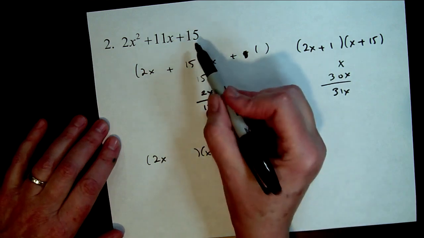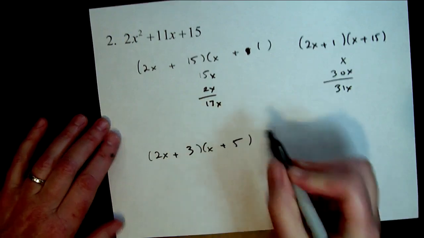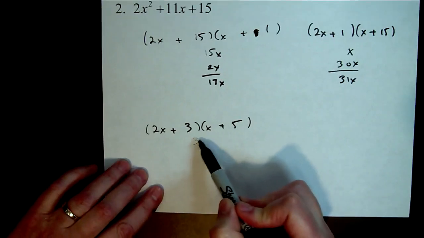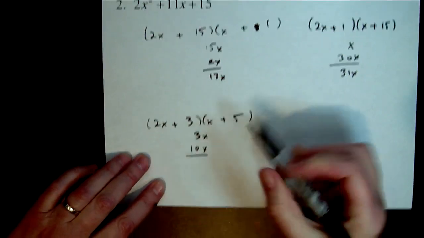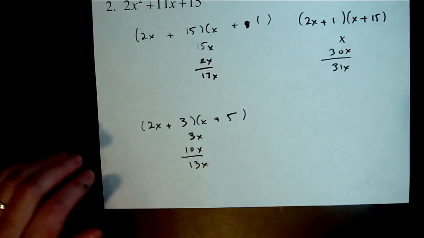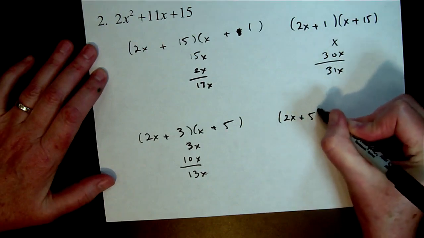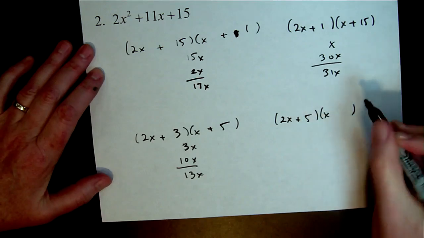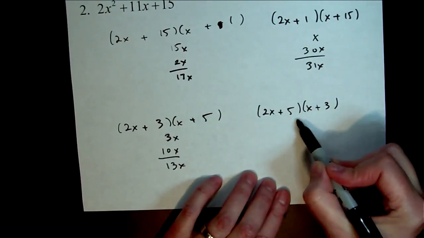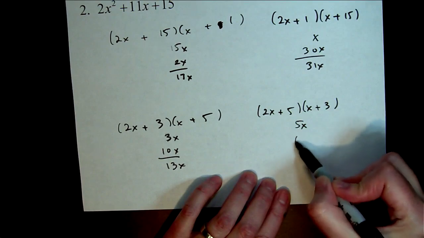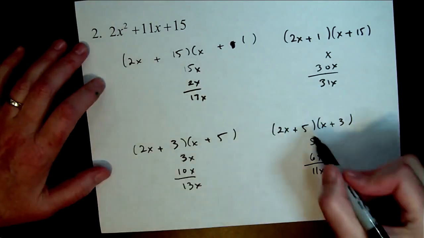So let's see, I guess I could have a 3 and a 5. So how about I try plus 3 plus 5. Now the inner terms are going to multiply to give me 3x, the outer terms 10x. Those combine to be 13x, not what I want, so I keep going. I think this is the last possibility, is to again have 2x and x, but this time with 5 and 3. Let's see, the inner terms will give me 5x, the outer terms will give me 6x. Finally, those combine to give me 11x. So this is my answer.